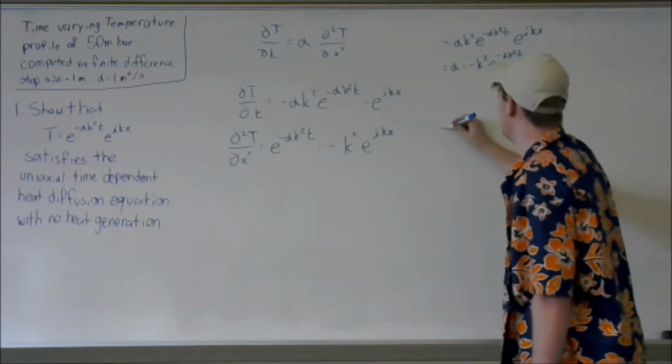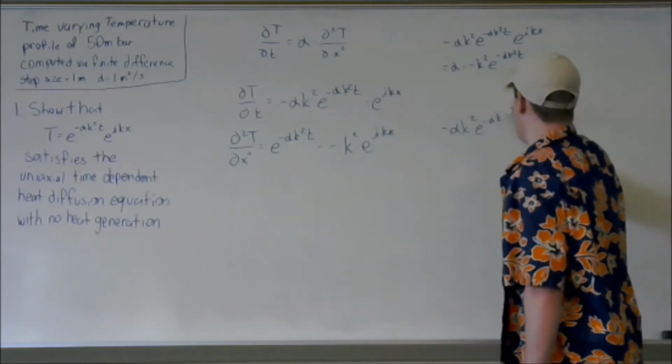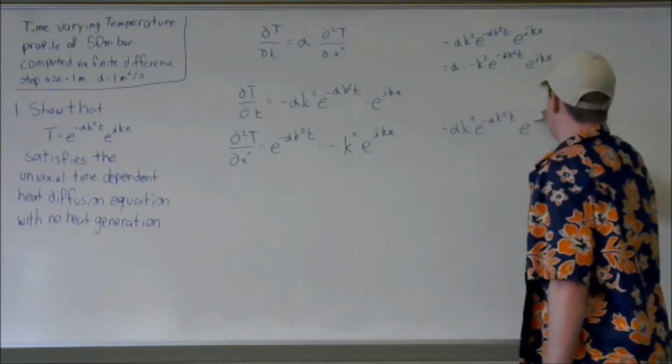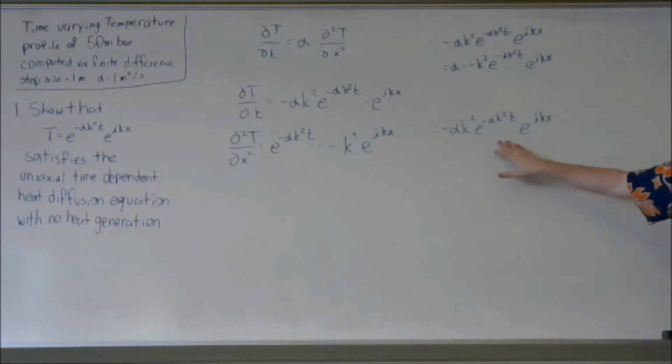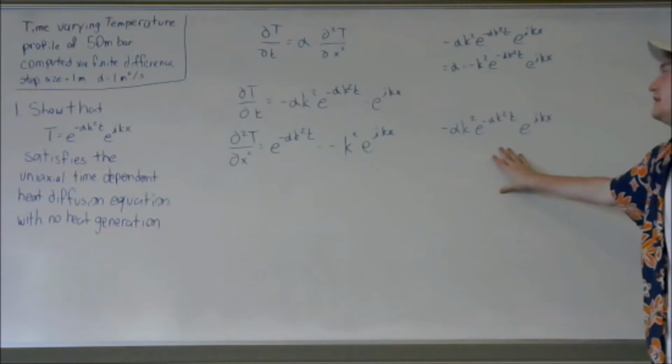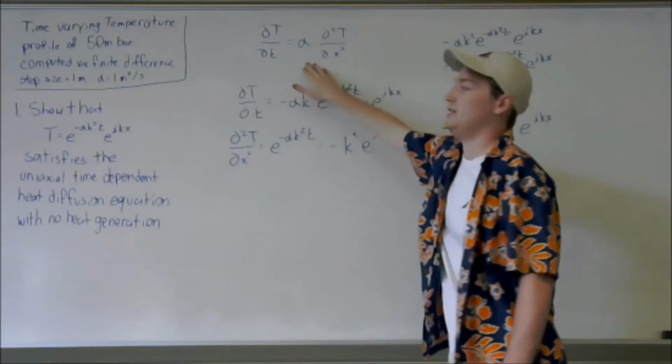Just like that. Now with a little bit of rearranging, we can see that both sides actually equal the same thing. They both equal negative alpha k squared e to the negative alpha k squared t e to the i k x. Now, because both sides equal the same thing, we can say with confidence that this original equation for a temperature satisfies our heat diffusion equation.